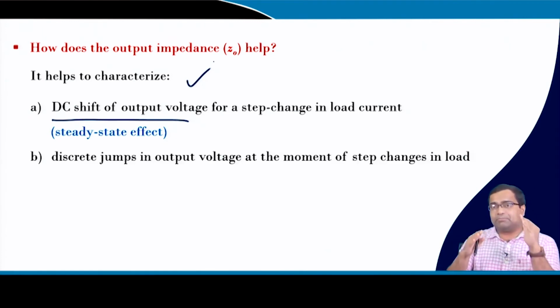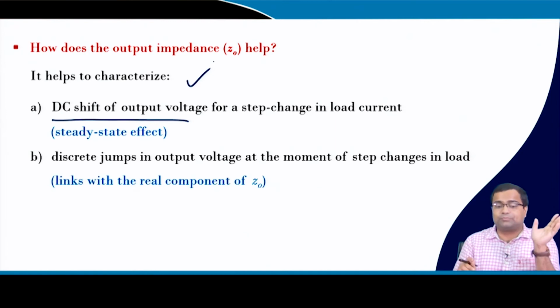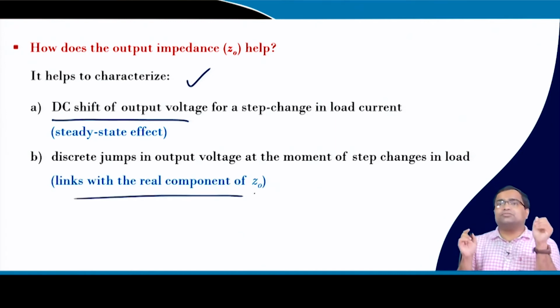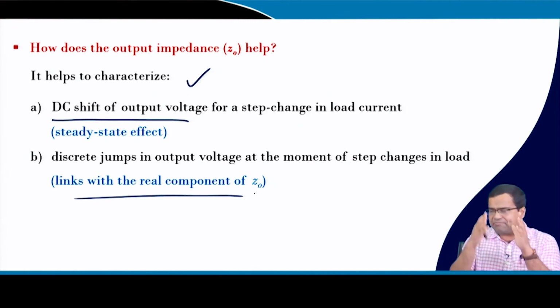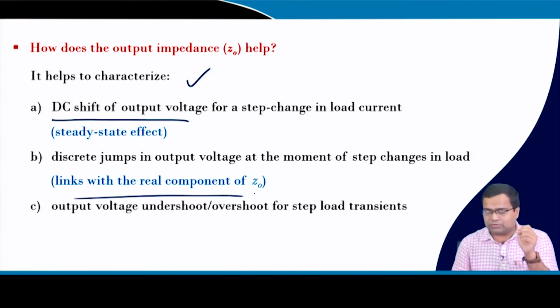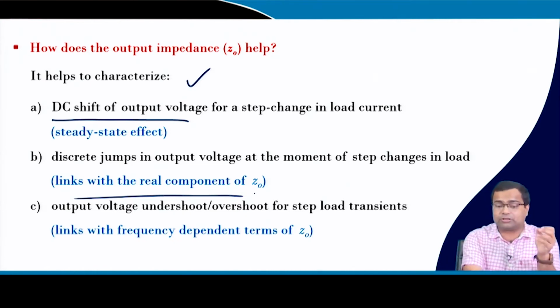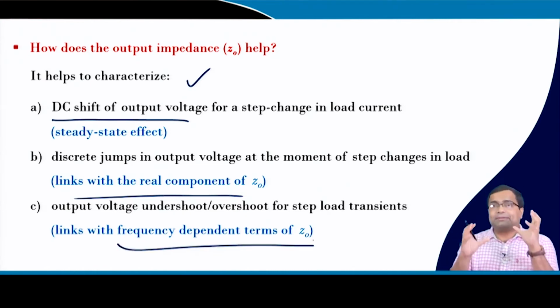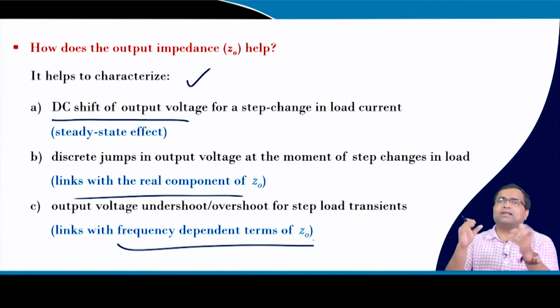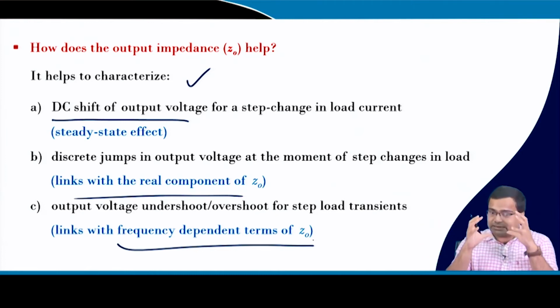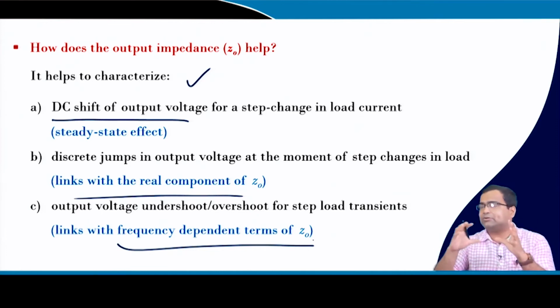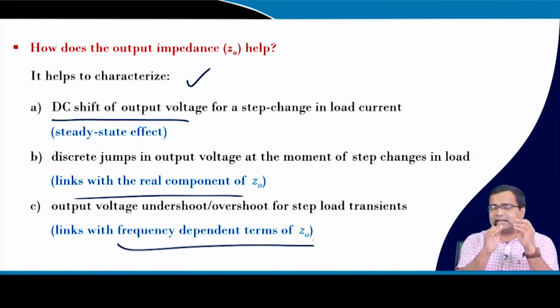Then if there is a discrete, very high frequency jump, we can predict the real component of Z0 which causes it. And undershoot and overshoot can be predicted by the AC component, the frequency dependent term. That means if we can get the model of the output impedance, then for an open loop converter, for example, we can predict very accurately the transient response when you apply a load step. Without going into test and validation, you can say that if I apply a 10 ampere load step, my undershoot is this, which is not acceptable.